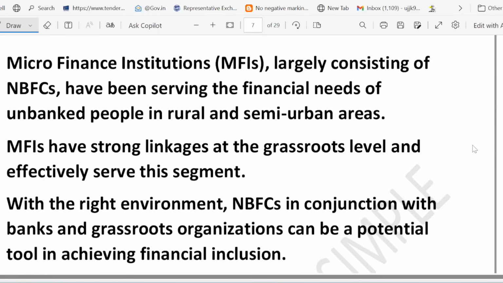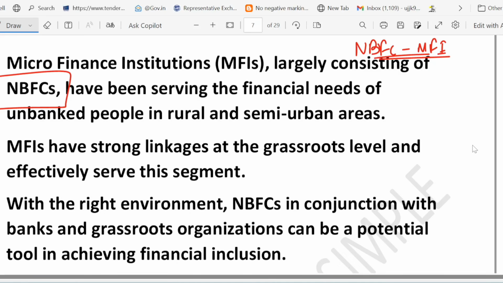MFI we have already covered in detail in the previous lecture. Imagine a small tailor in a village who needs 20,000 rupees to buy a new sewing machine. A bank might reject her, but an NBFC-backed microfinance institution steps in. Remember, NBFC-backed, you know about this NBFC MFI we covered in the previous lecture.